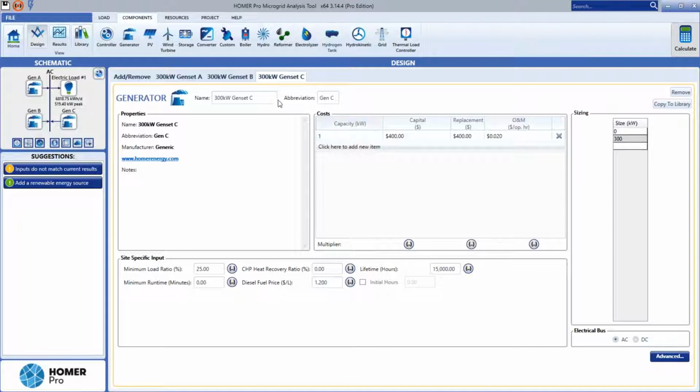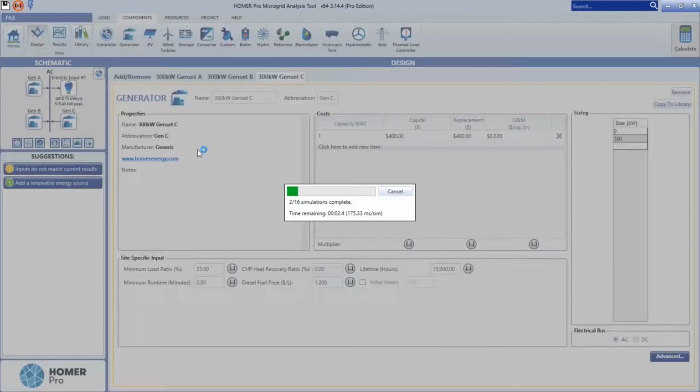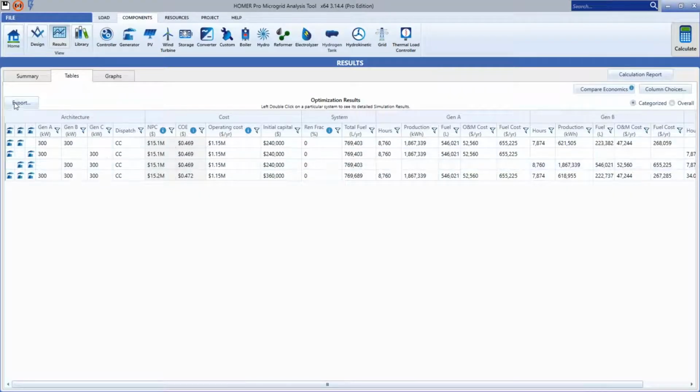And if we run the system and let Homer determine how many gensets it will need, Homer would play with 2 gensets at a time, and it also provides a configuration of the 3 gensets as a system with 3 gensets.